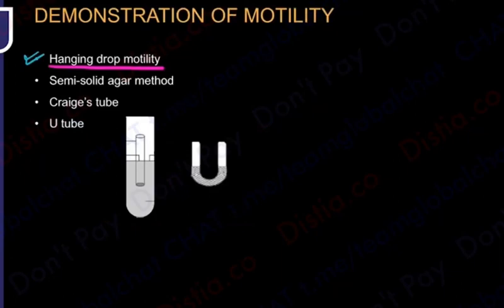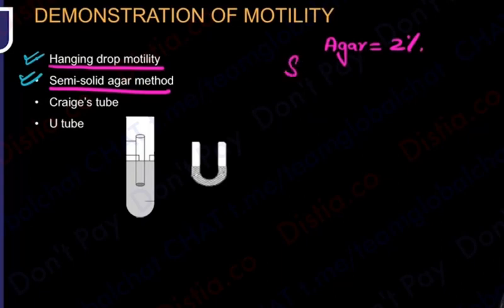Other than that, you can use a semi-solid agar. What is a semi-solid agar? Let me tell you, agar is usually used at a 2% concentration. Bacteria can't move a lot over here. But if I use a semi-solid agar, meaning I'm using it at a very low concentration, 0.5%, it's a little softer, so bacteria will move.